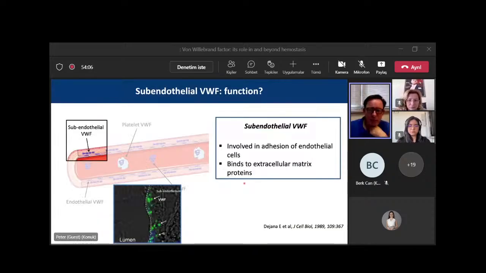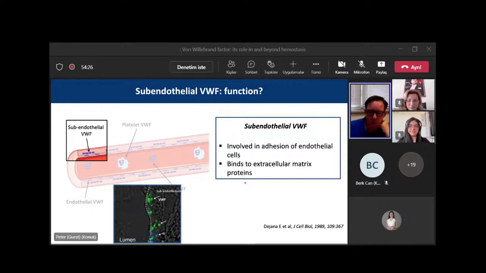So when we have VWF, most of us have usually focused on its role in plasma and its role in endothelial cells. But one of the compartments where we know little is VWF in the subendothelial compartment.